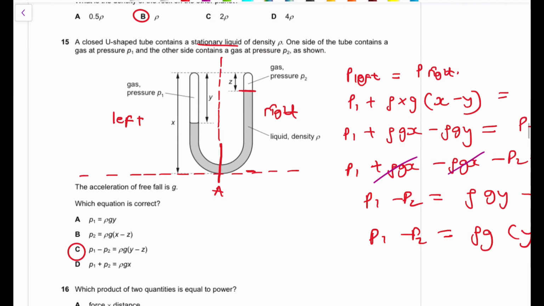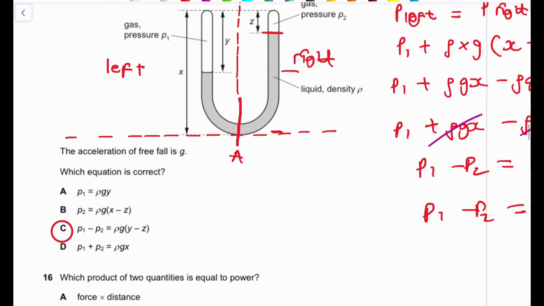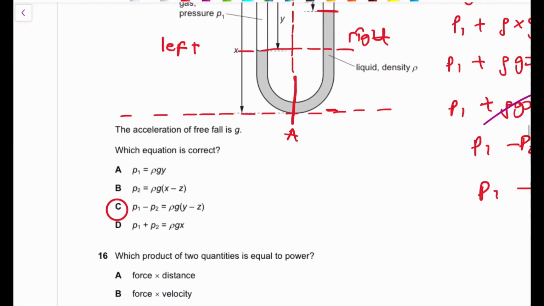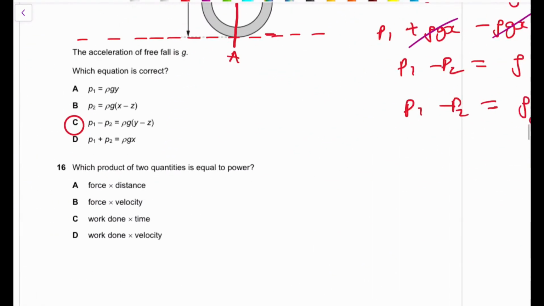Remember, at one point the pressure will be equal. The pressure on the left will be equal to the pressure on the right. The pressure on the left is the pressure of the gas plus the pressure due to that liquid column over there, and you should be able to find that correct expression. Very important. An easier method would be to say at this level the pressure should be the same. So P1 minus P2 should be equal to rho g times the difference in height, which is y minus z, and you just get your value of C. But it's important for you to understand where these laws come from so that you can apply them on your own.